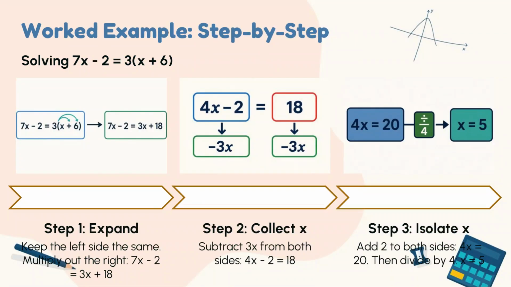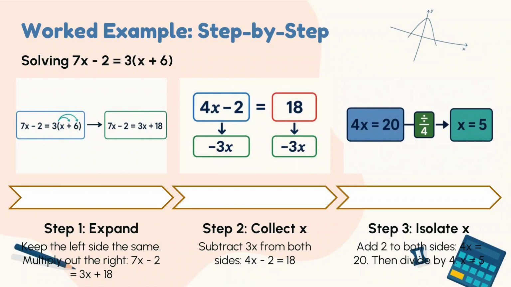Let's go through a full worked example. Solve 7x - 2 = 3(x + 6). Step 1 is to expand the bracket on the right. 3 times x is 3x and 3 times 6 is 18. So we get 7x - 2 = 3x + 18.